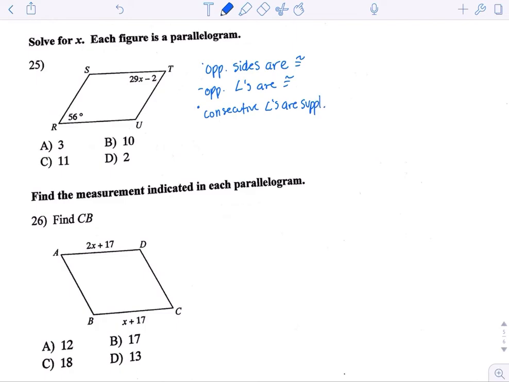So for 25, it looks like we're dealing with angles, and these angles are opposite each other. So that means they're congruent, so 56 is equal to 29x minus 2. Remember, congruent means they are equal to each other. So let's isolate x, so add 2 to both sides, so we get 58 equals 29x, divide both sides by 29, so we're going to get 2 is equal to x, which is D.